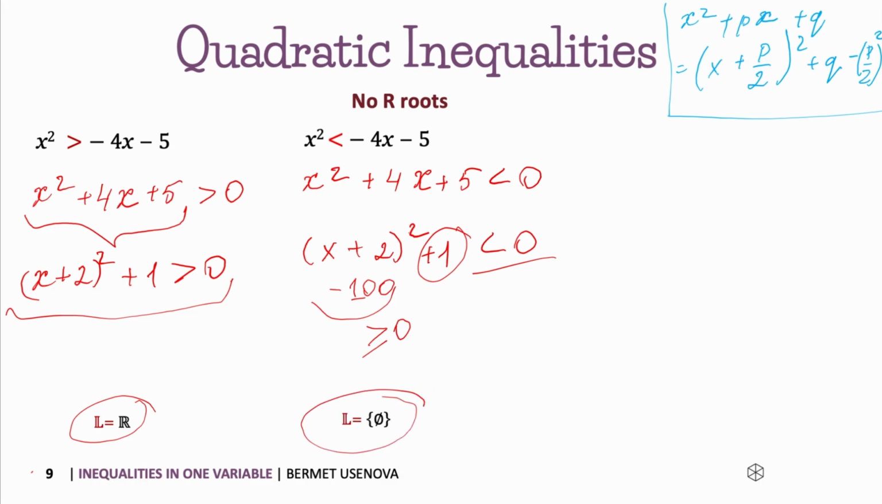That's why you have to be very, very careful and critical looking at the inequality sign, because we had here two almost identical examples but with completely different solution sets. So this was the example with no roots.